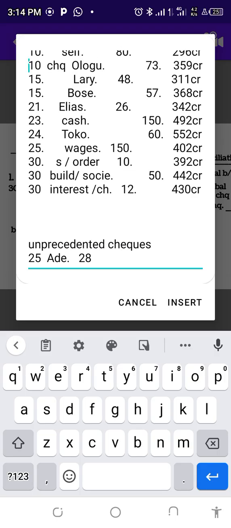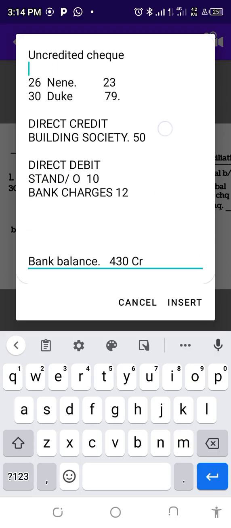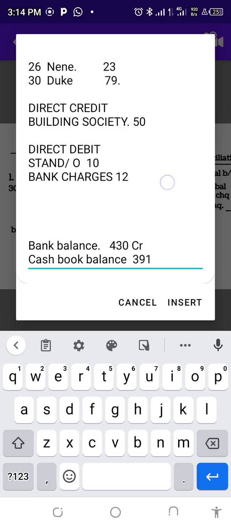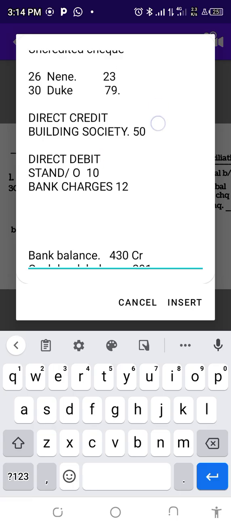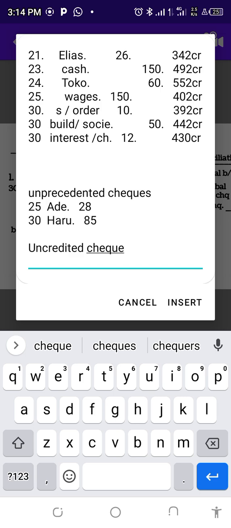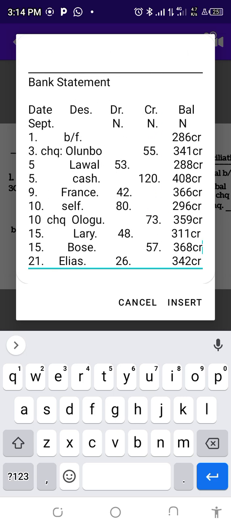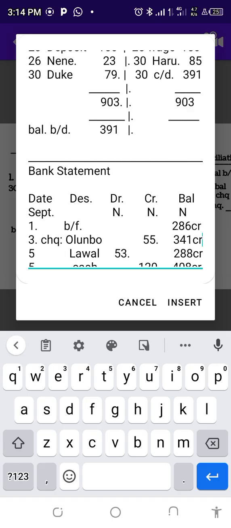So in this question, we have the direct credit, building society, which is 50, then the direct debit standing order 10, and bank charges, which is 12. Now remember, the bank balance is 430 credit, and the cash book balance is 391 as shown in the balances of the bank statement. So with this, we can do our adjustment and reconciliation. Let's go.